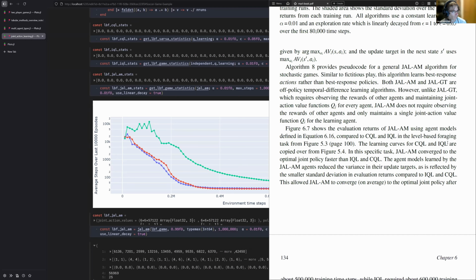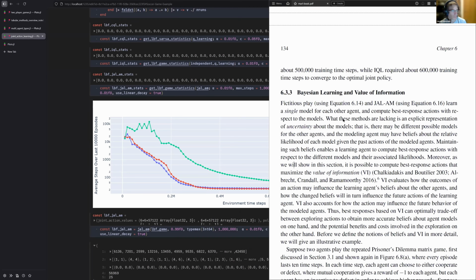Yeah, so we covered through section 6.3.2.